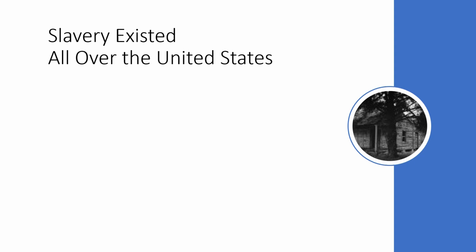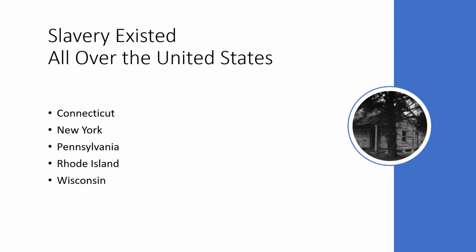Now, here's an example to show you, demonstrated by Joe, that slavery existed all over the United States. Besides the southern states that come to mind, he has also slept in Connecticut, New York, Pennsylvania, Rhode Island, and Wisconsin. Now, many of those states you wouldn't think of as states where you might find documents on your ancestors about the enslaved.